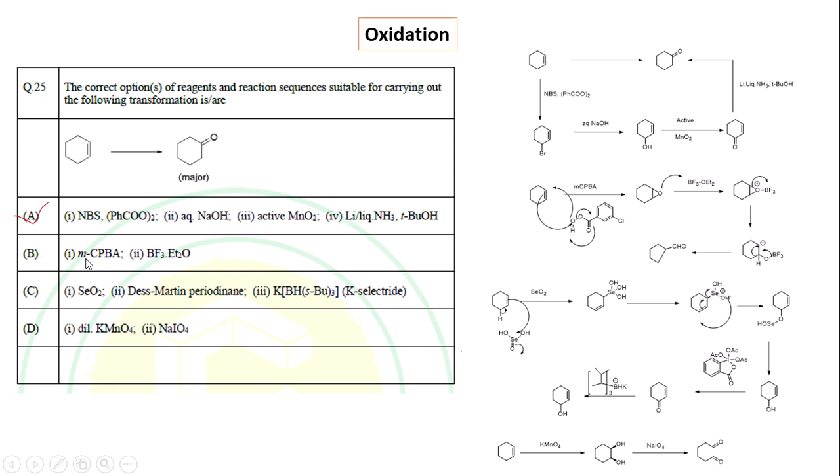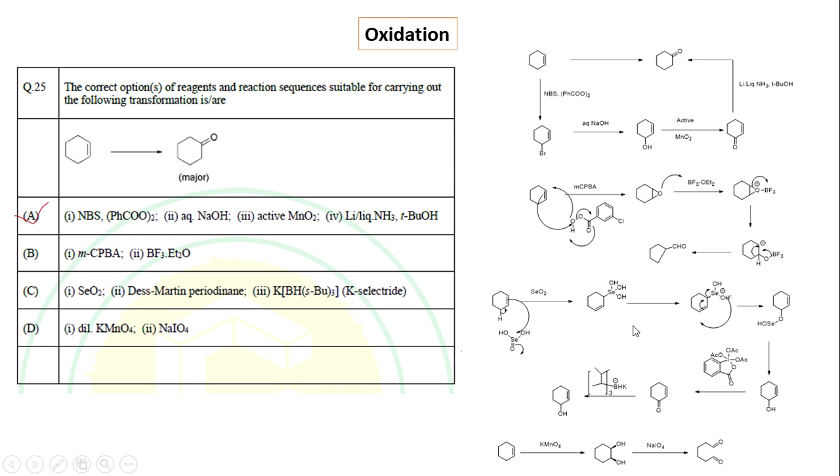product. But in the case of meta-chlorobenzoic acid, it gives the epoxide as the product. The epoxide on cleavage with BF3 etherate, followed by an alkyl shift, gives the aldehyde compound with the cyclopentane derivative.